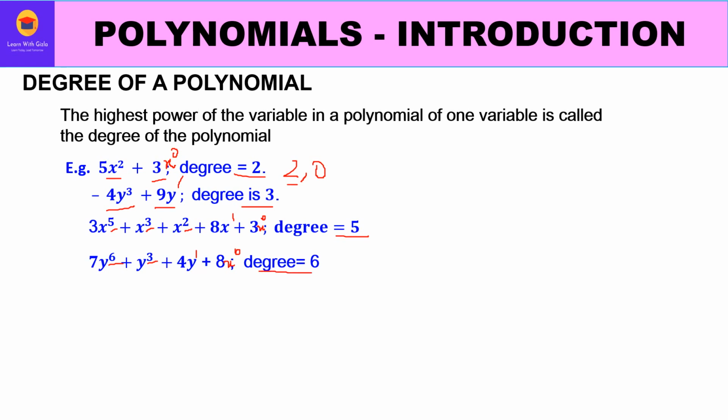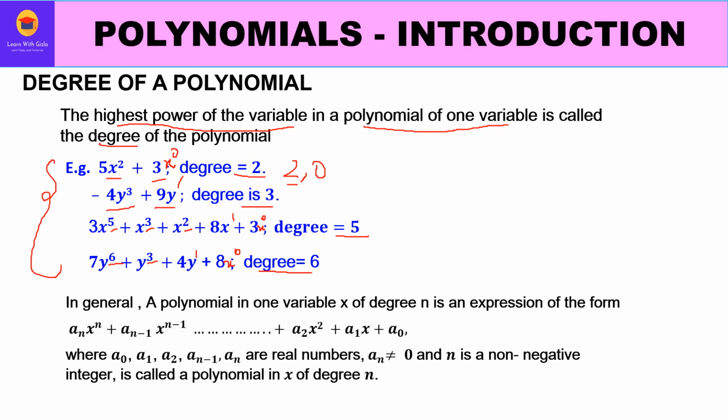So what does it mean? It means that we have to see the highest power of the variable in the polynomial of one variable, and that is known as the degree of the polynomial. These examples involve all polynomials in one variable. Here the variable used is x, here y, here again x, here again y.